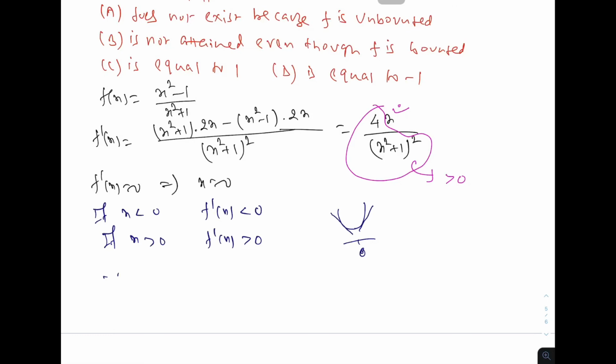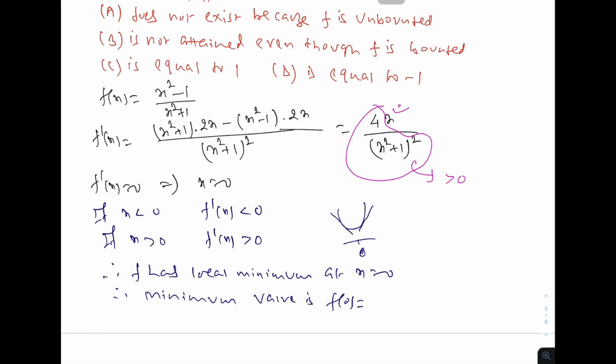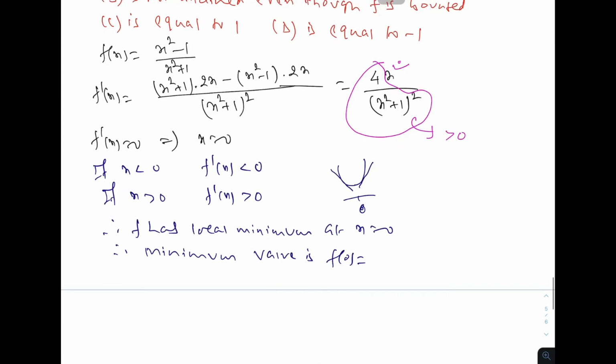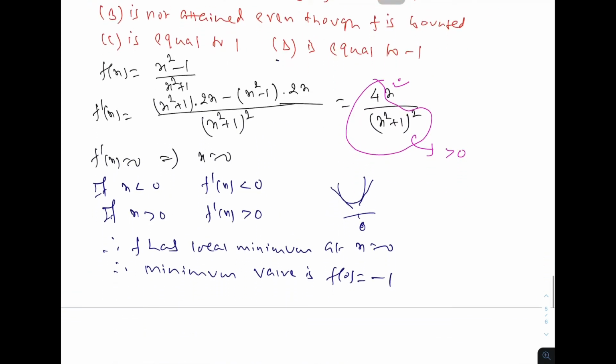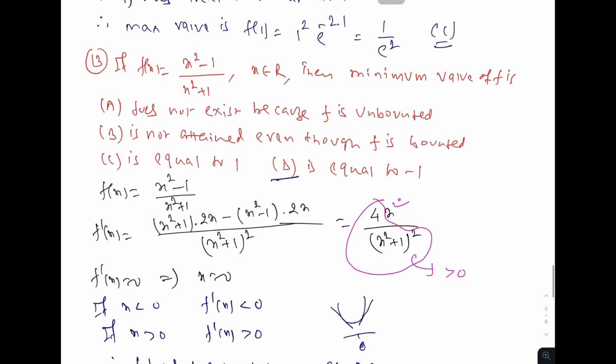So therefore f has local minimum at x equal to 0, and therefore minimum value is f of 0, and that is easy to see here, minus 1. So answer is minimum value is minus 1.